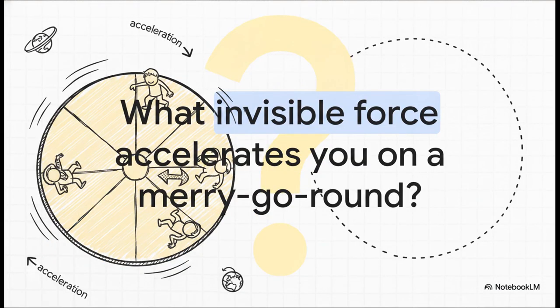We have covered a tremendous amount of ground today, from the relativity of a simple reference point to the math behind acceleration. So I'll leave you with this to ponder. If you are spinning on a playground merry-go-round at a perfectly constant speed, you are in uniform circular motion. You are constantly accelerating. But what invisible force is actually pulling you to cause that continuous change in direction?